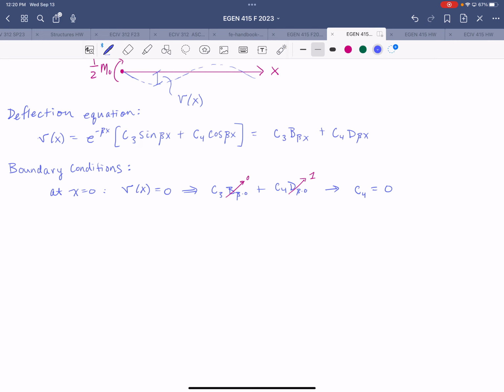So then with our second boundary condition, where we know at x equals 0, M of x is equal to M naught over 2.